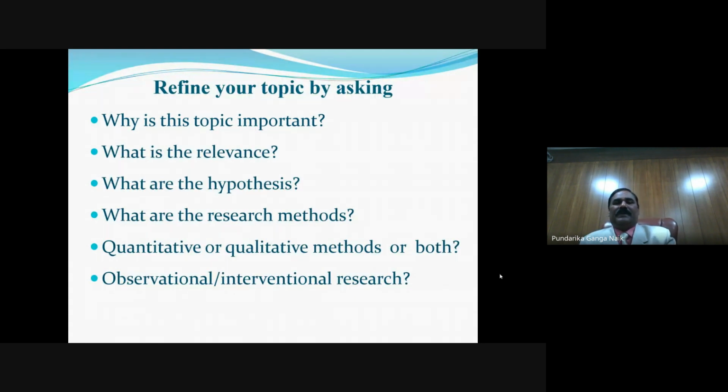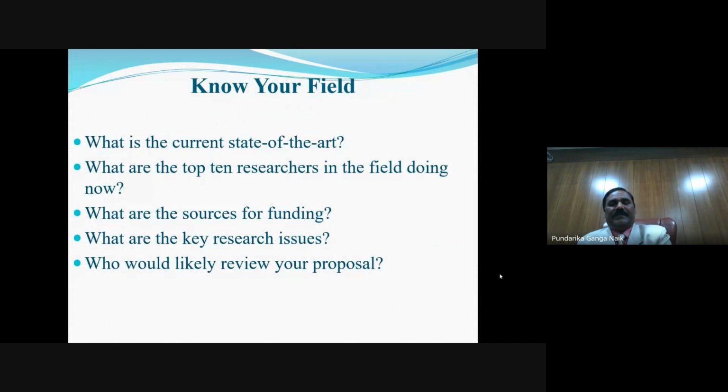Then you have to refine your topic by asking yourself all these questions, and then look at observational and international research: what is happening at the international level, the national level, or the regional level. You need to understand that and appropriately put up the proposal.